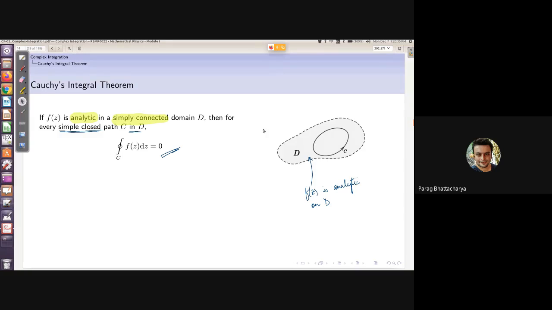We can prove that. I'll just tell you one more thing. It really does not matter which C. So this is one curve C. Now likewise, suppose I draw another simple closed curve like this. I call it C1. According to the Cauchy integral theorem, this C1 lies completely inside D, and the function f is analytic on D.